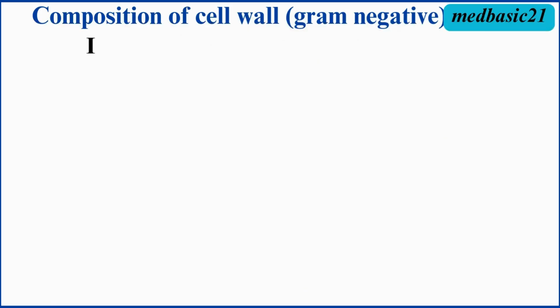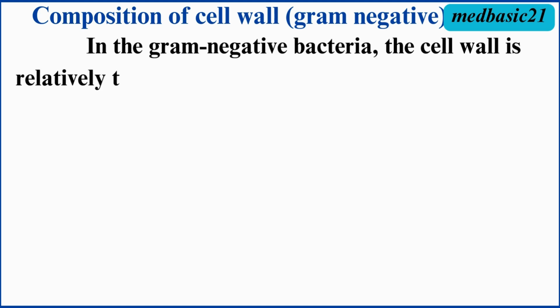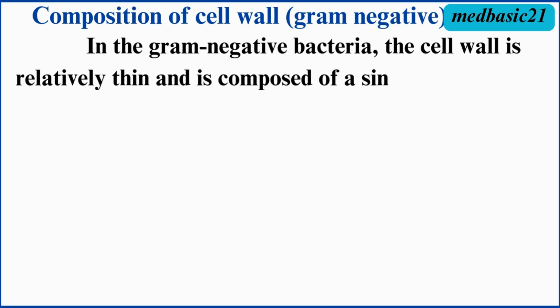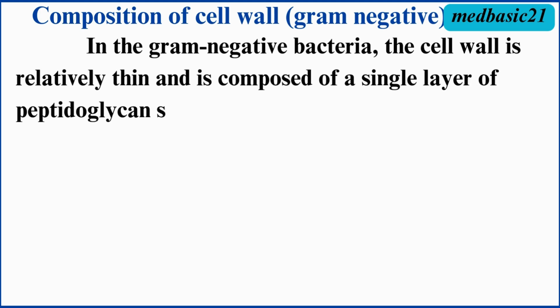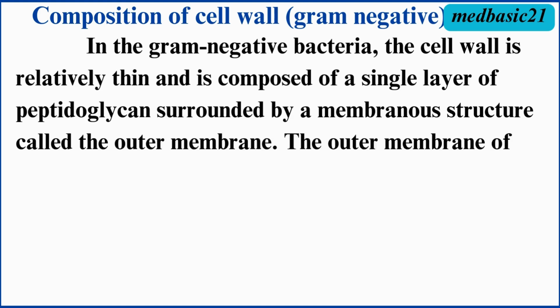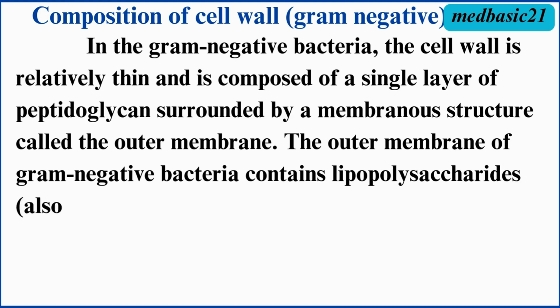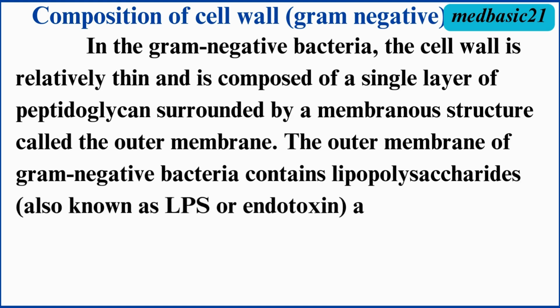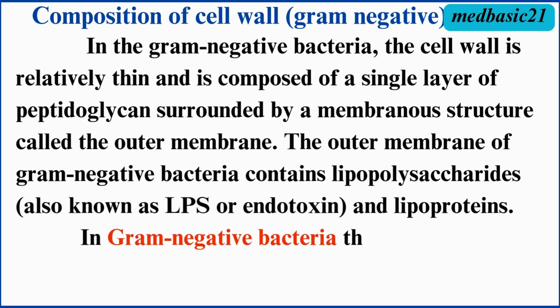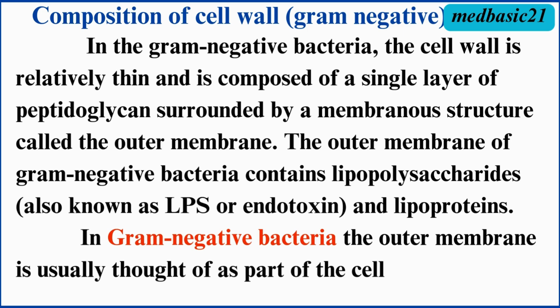In the gram-negative bacteria, the cell wall is relatively thin and is composed of a single layer of peptidoglycan surrounded by a membranous structure called the outer membrane. The outer membrane of gram-negative bacteria contains lipopolysaccharides, also known as LPS or endotoxin, and lipoproteins. In gram-negative bacteria, the outer membrane is usually thought of as part of the cell wall.